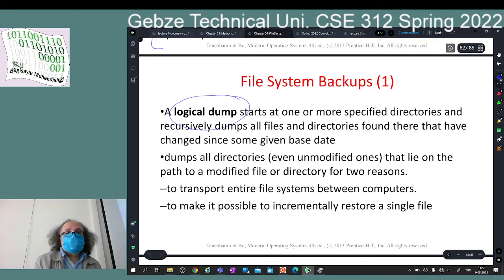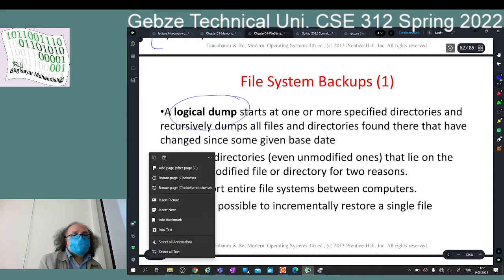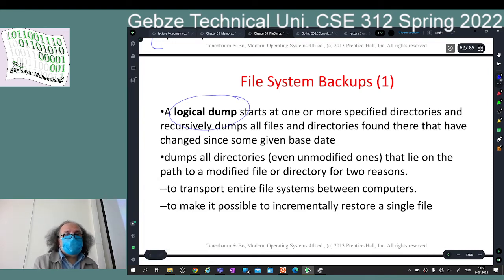It starts at one or more specified directories and recursively traverses all the files and directories underneath, and it just takes backups of all the directories that lie on the path to a modified file or directory. So this is a much better backup strategy than the physical one, but of course it is more involved. And the advantage is that it makes it possible to incrementally restore a single file.